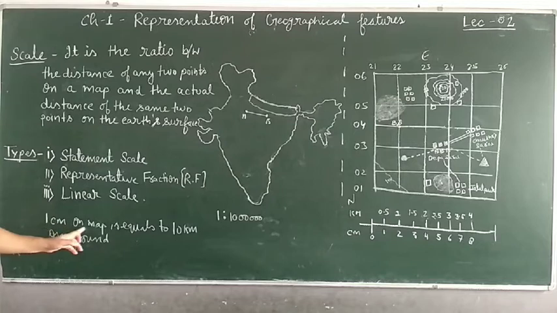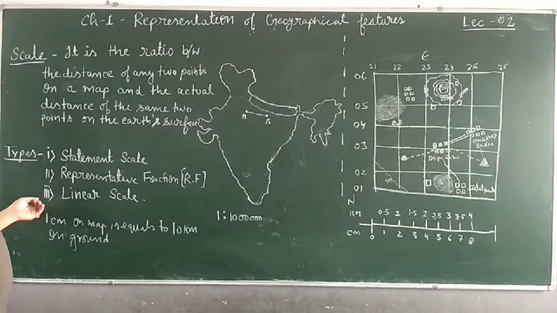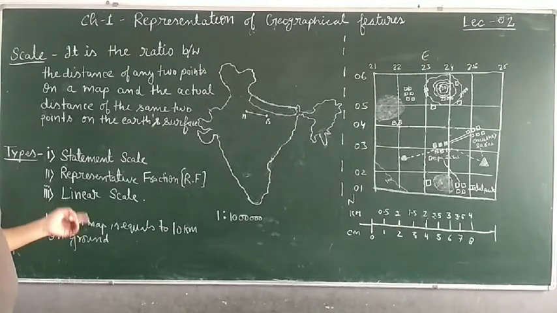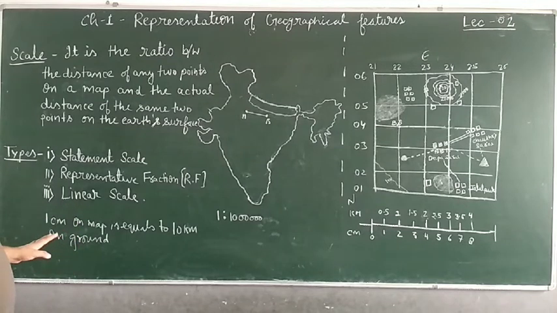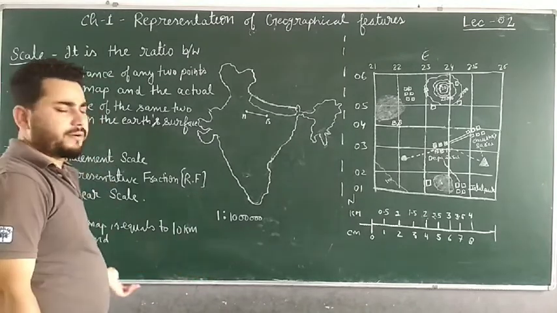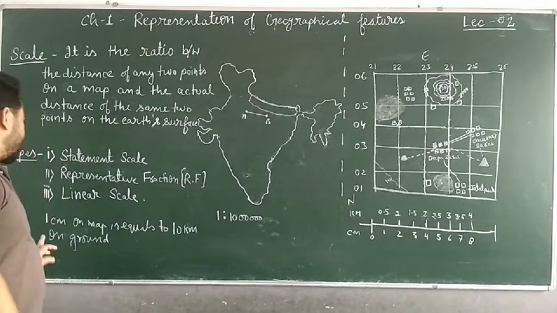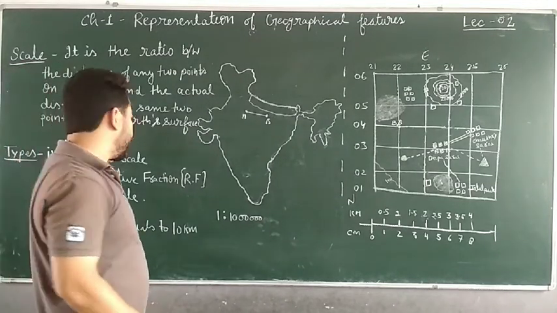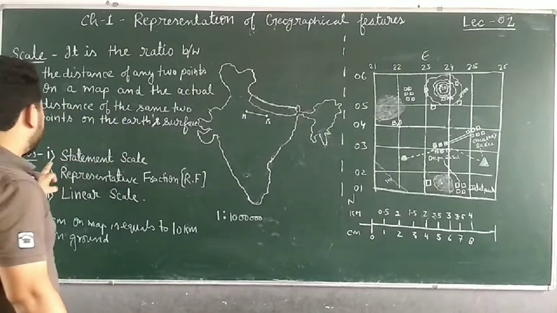In this, 1 centimeter on map is equal to 10 kilometer on ground. So it is saying that if you measure distance on the map and that distance is 1 centimeter, it means the actual distance will be 10 kilometer. Suppose on a map the distance between point P and Q is 10 centimeter. Then the actual distance will be 10 into 10, which is 100 kilometer, because 1 centimeter is equal to 10 kilometer, so 10 centimeters will be equal to 100 kilometer. If it is given like this, this is called statement scale.